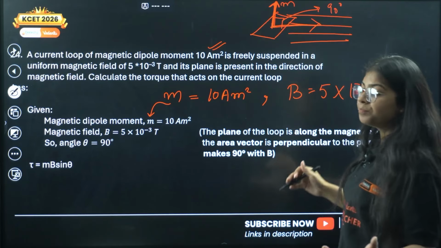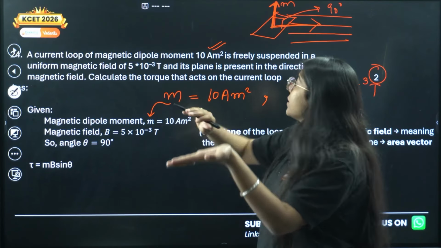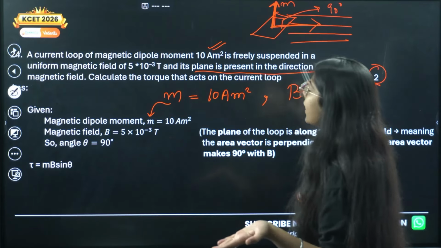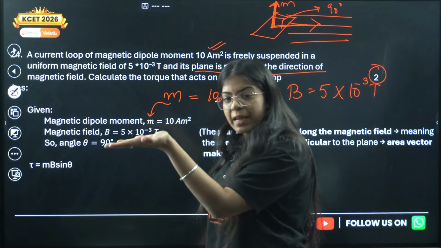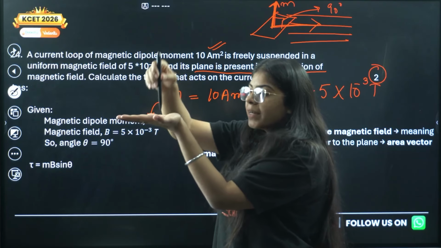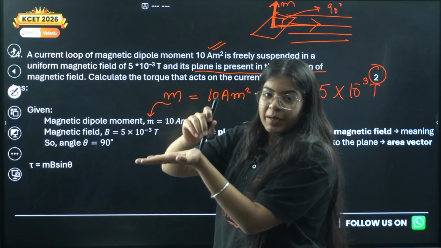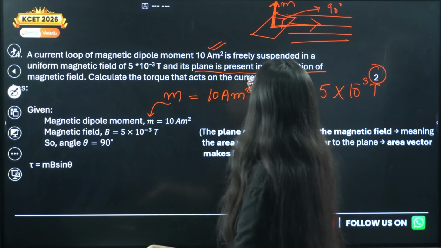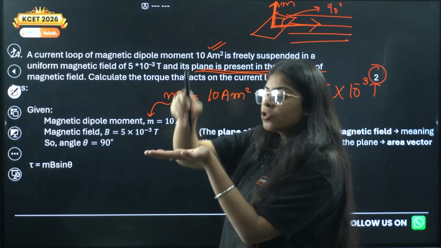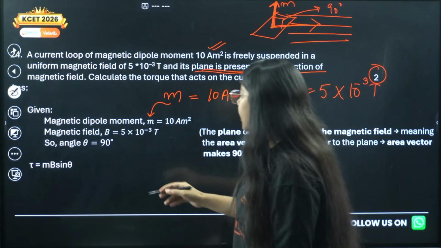Understood this diagram? This is my magnetic field and this is my what? This is a plane that is present in the direction of magnetic field. So this is a plane and this is the magnetic field. So these are parallel. So magnetic moment is always perpendicular to the plane. So between magnetic moment and magnetic field, the angle will be 90 degrees.